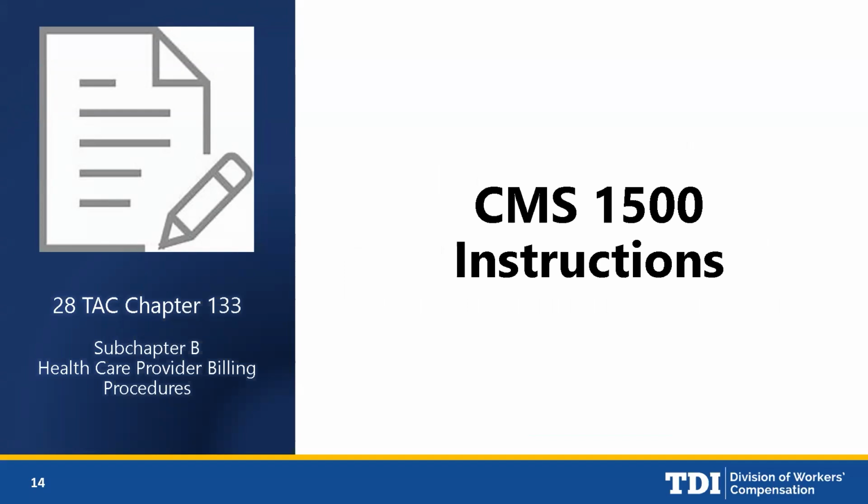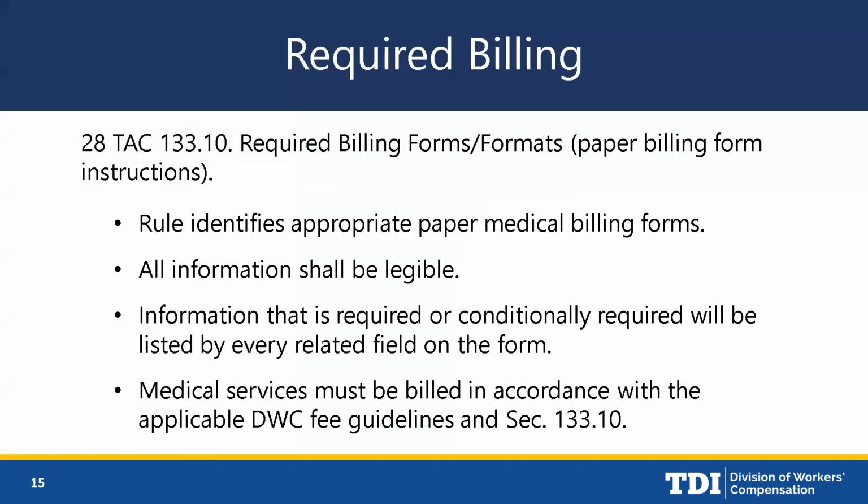Let's go into some of the details on the CMS 1500 or HCFA based on our rule and some of the issues that come up from your calls. The required billing rule can be found in Rule 133.10. This section outlines which paper form should be used for the different types of billing. Not only does it include instructions for the CMS 1500, which is used for professional billing, but also dental claim forms, pharmacy, and the UB04 for facility or institutional billing.